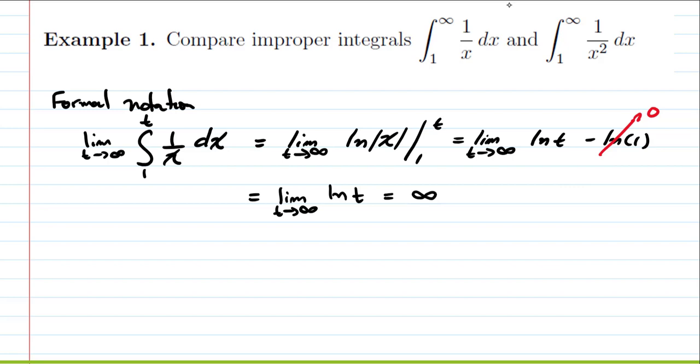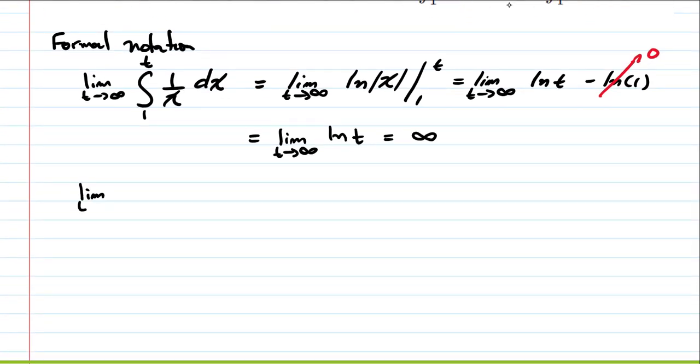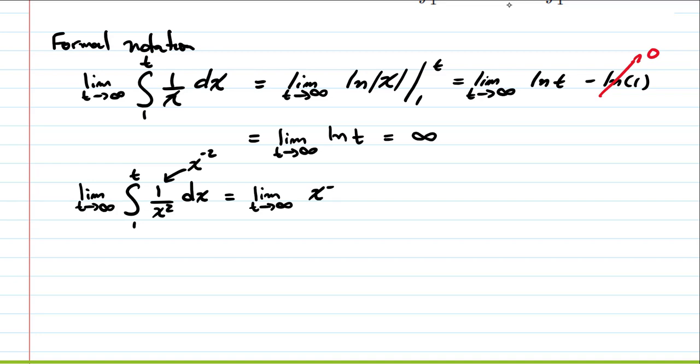Let's take a look at our second one. So this time we have the limit as t goes to infinity of the integral from 1 to t of 1 over x squared dx. So in order to do this integral, we rewrite 1 over x squared as x to the negative 2, right? So then it's power rule. So we have the limit as t goes to positive infinity of x to the negative 1 divided by negative 1, evaluated from 1 to t. So let's clean that up a little bit. The limit as t goes to positive infinity of negative 1 over x, evaluated from 1 to t.